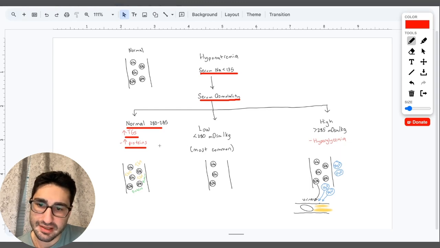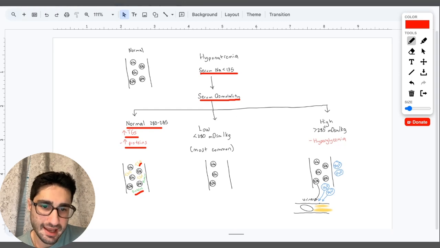The reason for this is that if the patient has high levels of triglycerides or high levels of proteins within their serum, these two particles can displace the sodium within the serum, causing the blood analyzer to falsely think that the patient has low serum sodium when in reality they have a normal serum sodium. So this is why this condition is called pseudohyponatremia or fake hyponatremia.